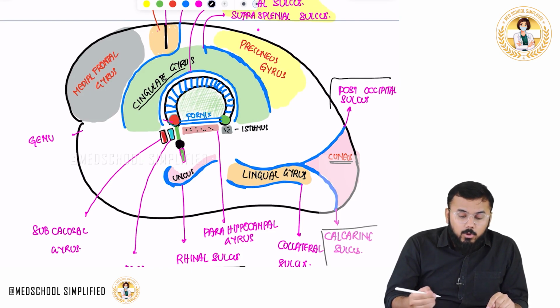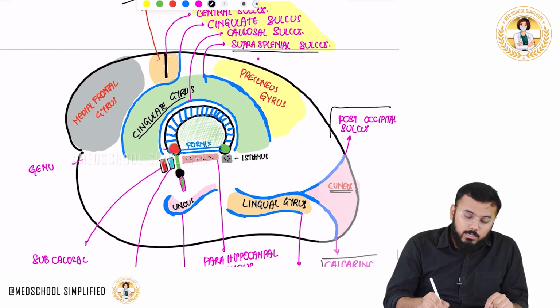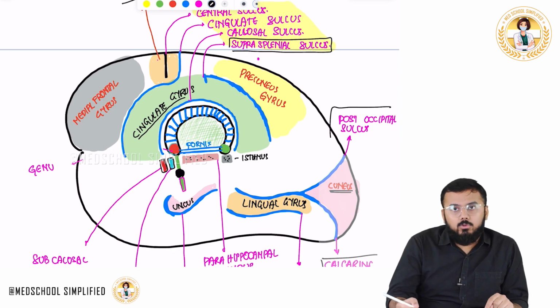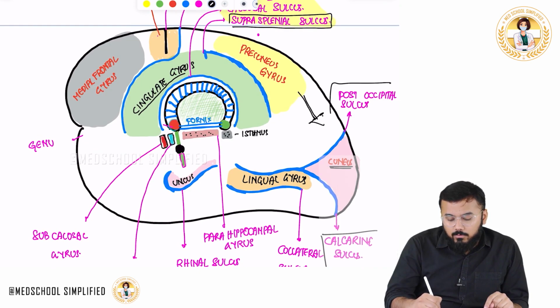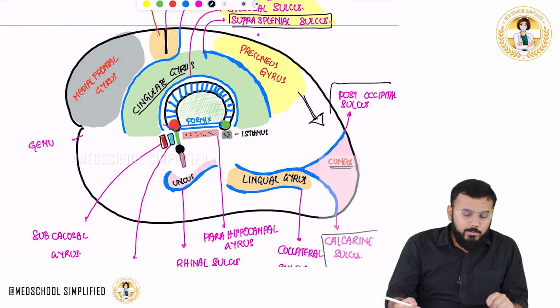Okay. Next, above this, above what? Above suprasplenial sulcus, you have a gyrus called precuneus. Why are you calling it precuneus? Because just in front of that you have cuneus, so before that it will be precuneus.